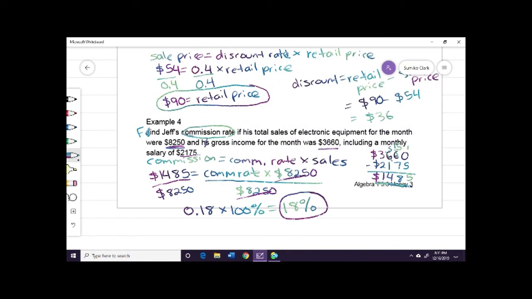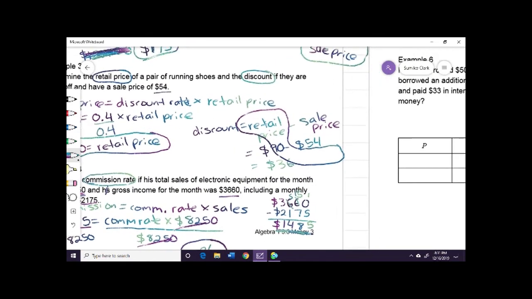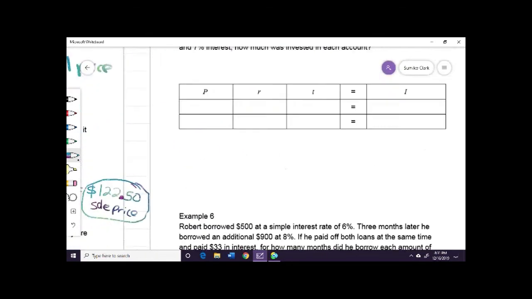On the next page, we have a few more examples.